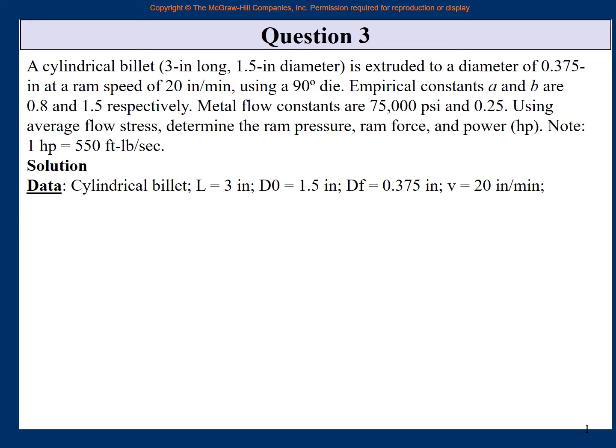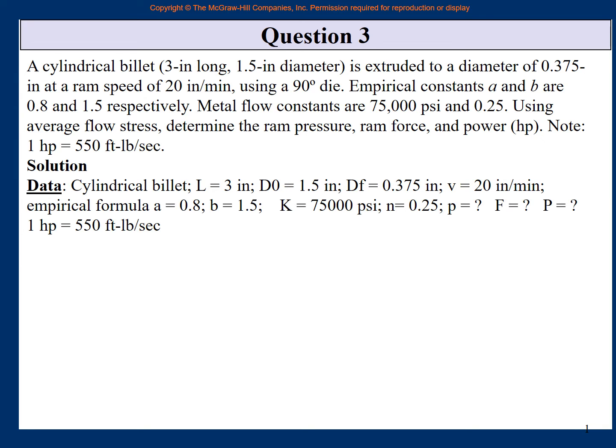So after this introduction, just go ahead. We always tell you to write the data first. It is a cylindrical billet, length is 3 inch, initial diameter is this, final diameter is this, velocity of extrusion is this. The empirical formula constants A and B are this. The K and N, the metal flow constants, K is this, N is this. And we want to find the pressure, the force and the power. I always say start at the end and go back. So this is your formula: P is equal to Y times (A plus B ln R). That is it, as simple as this.